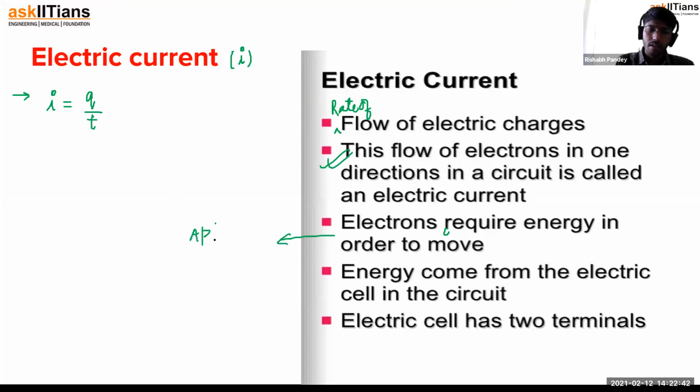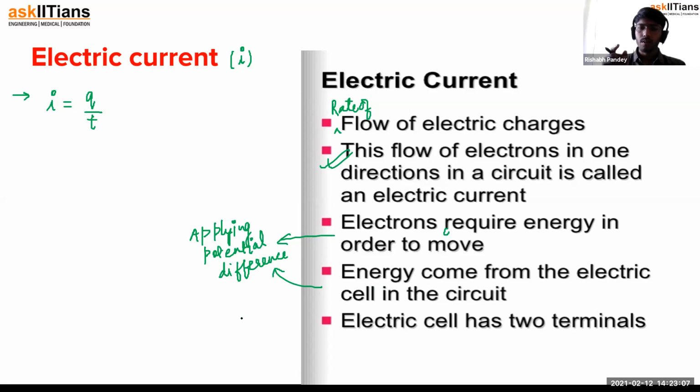Then electrons require energy in order to move, obviously, and this energy is given by applying a potential difference, right? Next, energy comes from the electric cell in the circuit. Yes, obviously, electric cells provide you with the potential difference. In the cells we purchase for our homes, they are written 1.5 volt. 1.5 volt basically tells you the potential difference which can be applied by that particular cell.